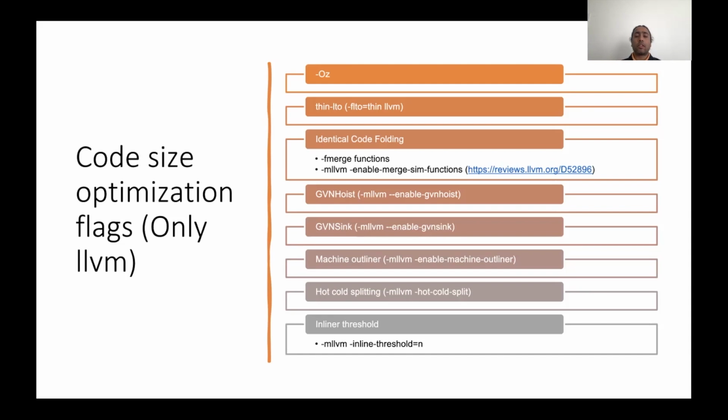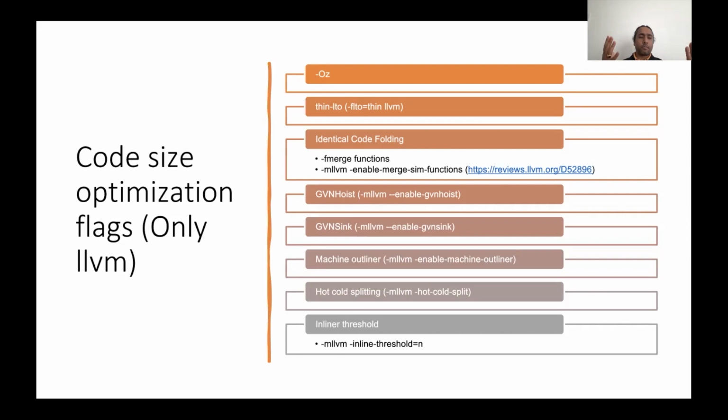So ThinLTO gives you a nice compromise. It will achieve 80% or 85% of what full LTO does, but the compile time will be dramatically lower. By dramatically, I don't mean an order of magnitude. It might reduce by half or something. The third one is identical code folding.